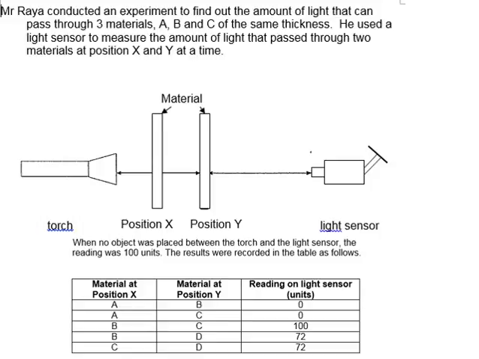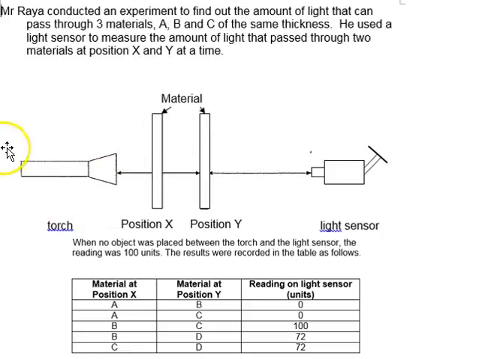Mr. Raya conducted an experiment to find out the amount of light that can pass through three materials, A, B, and C, of the same thickness. He used a light sensor to measure the amount of light that passed through two materials at position X and at position Y at a time.